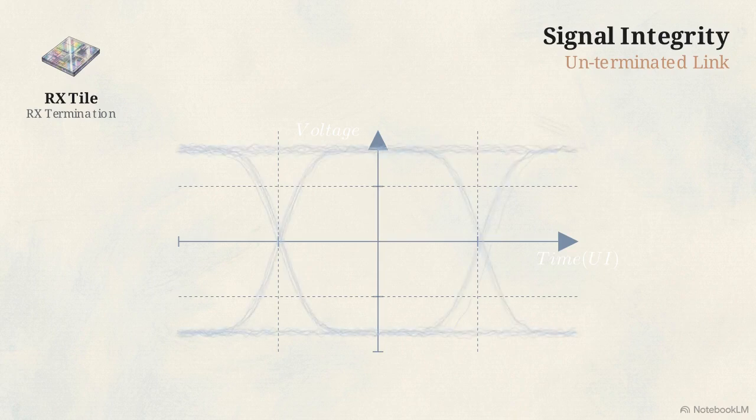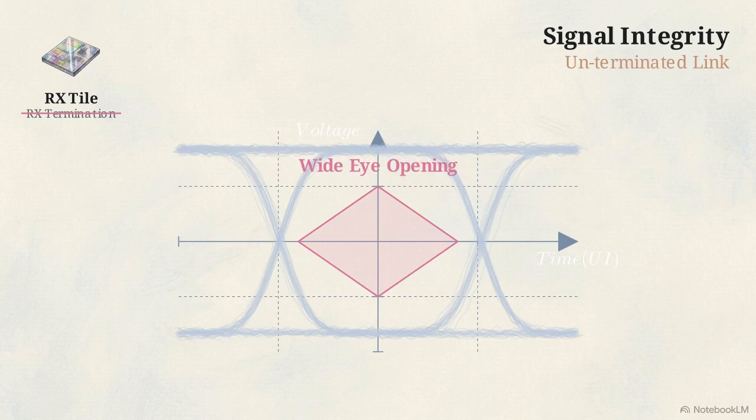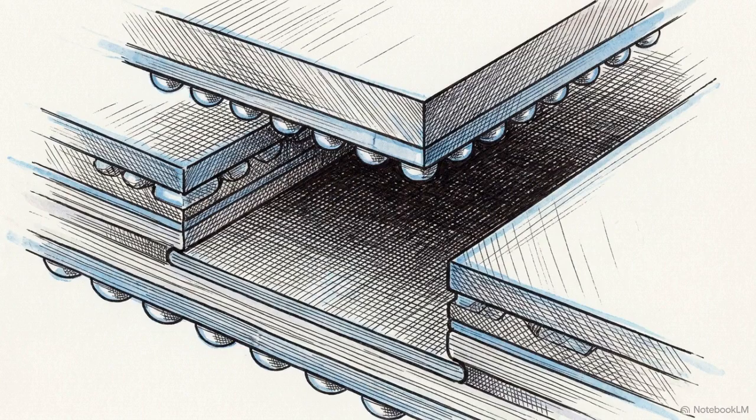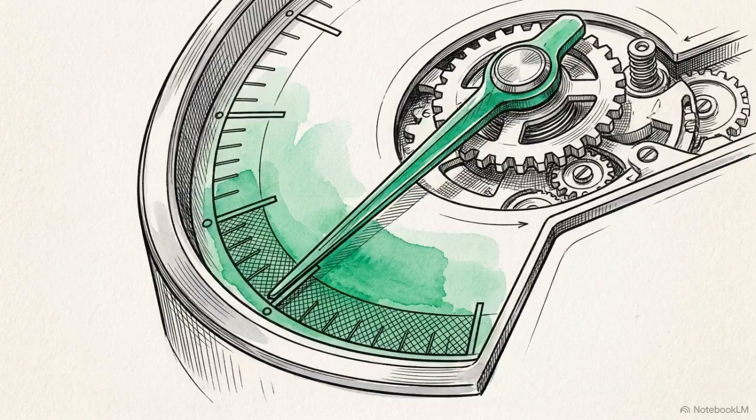This eye diagram plots signal voltage over time on an unterminated link. The wide open center proves that even without termination circuits, signal integrity remains excellent at speeds of 32 gigatransfers per second. Stripping away that complex analog compensation, a subtraction made possible entirely by the physics of the ultra-short channel, drives the base power metric down towards 0.25 picojoules per bit.